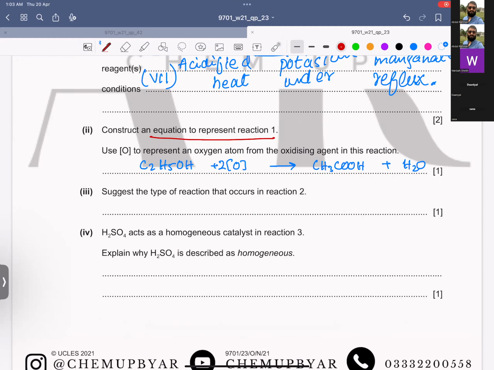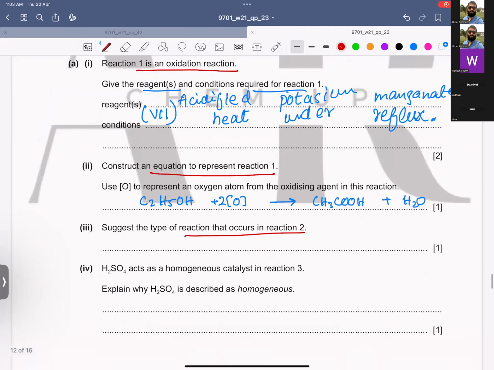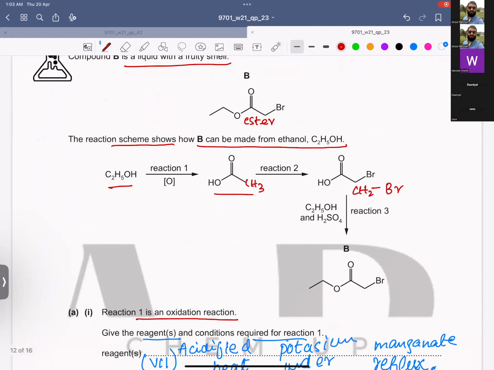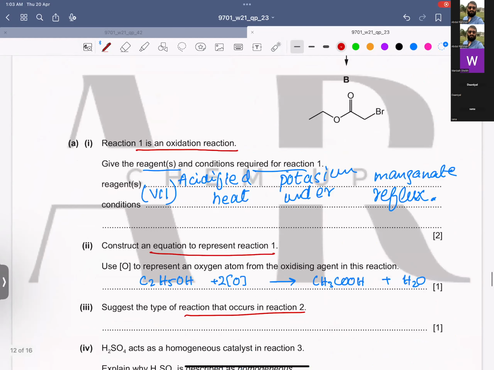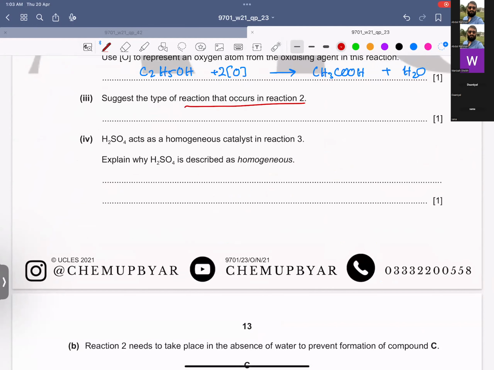Now, this is the type of reaction that occurs in reaction 2. In reaction 2, this CH3 is being substituted. The hydrogen in CH3 is being substituted by CH2Br. So, okay, the reaction 2 is substitution.